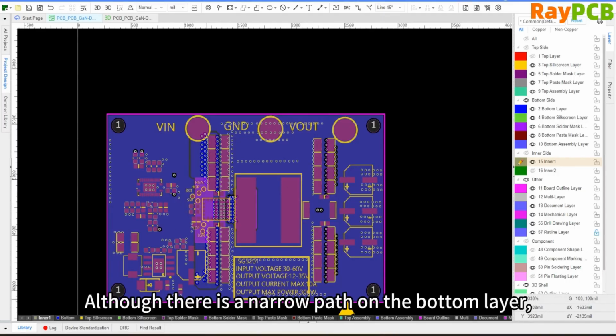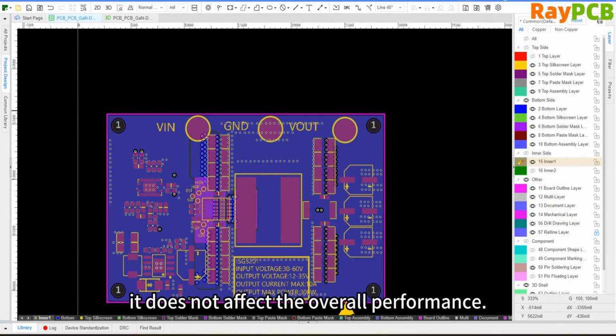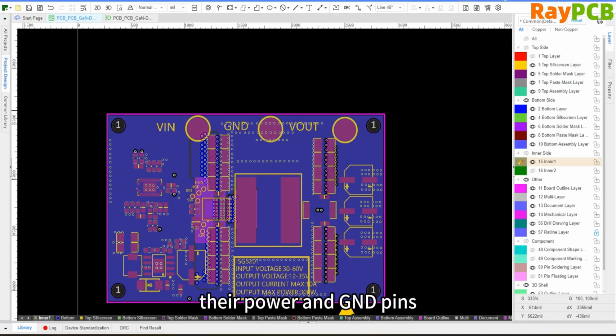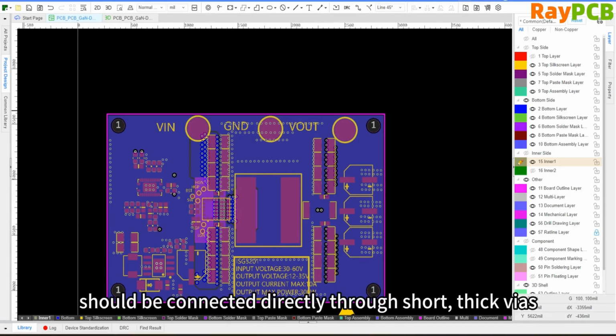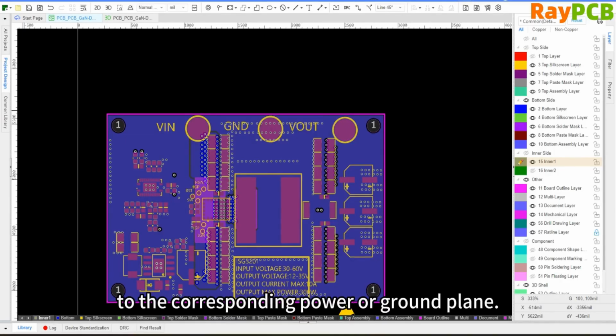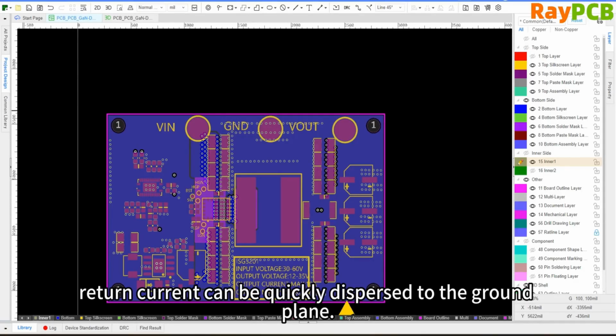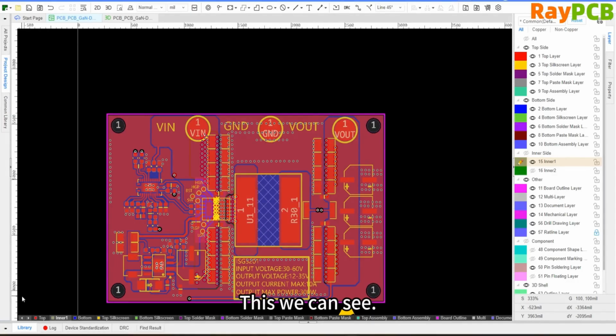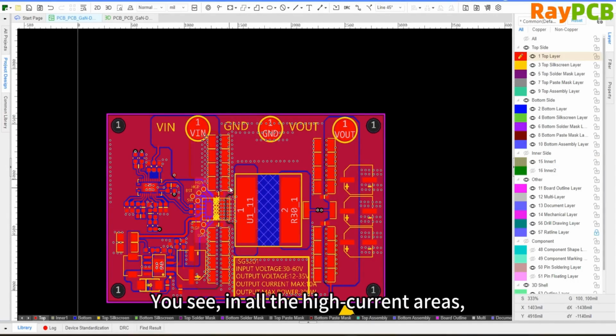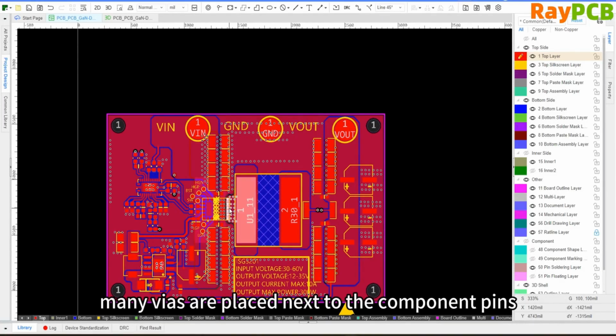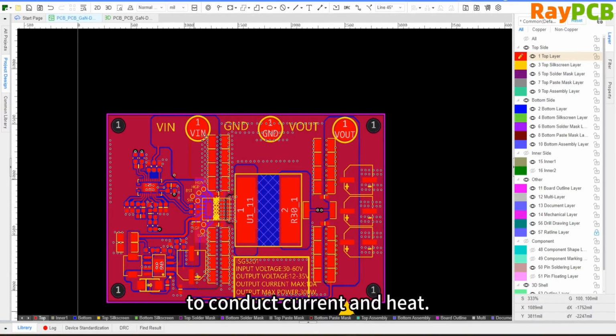Although there are narrow splits in the lower layers, overall, there are large current return paths. For high current and high power components, such as CPUs and power management chips, their power and ground should, as much as possible, be connected directly to the corresponding power or ground plane through short and thick vias. This ensures that the return current can quickly disperse into the ground plane. As we can see here, all the components are on the top layer. You can see that in every area with large currents, there are many vias placed next to the component pins to conduct current and dissipate heat.